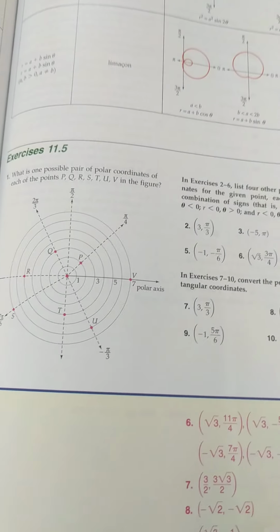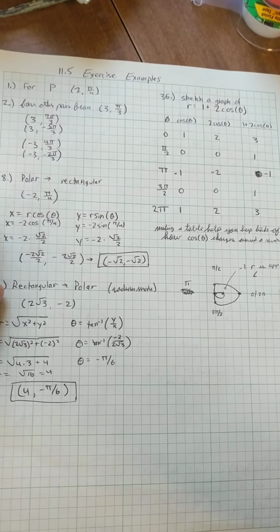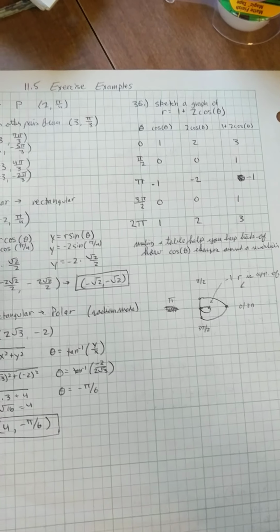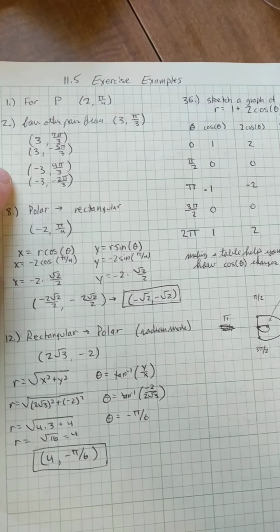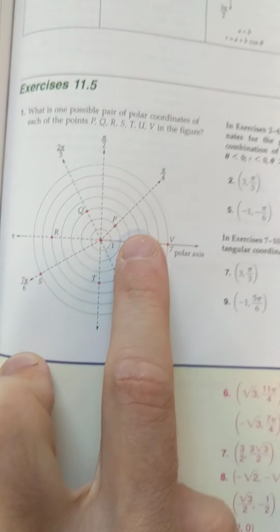Okay, so the homework should be fairly simple for tonight. The first couple of questions just want you to give a possible polar coordinate. And then in 2 through 6, they're looking for other pairs from 3, pi over 3. In number 1 right here, I did point P for you.